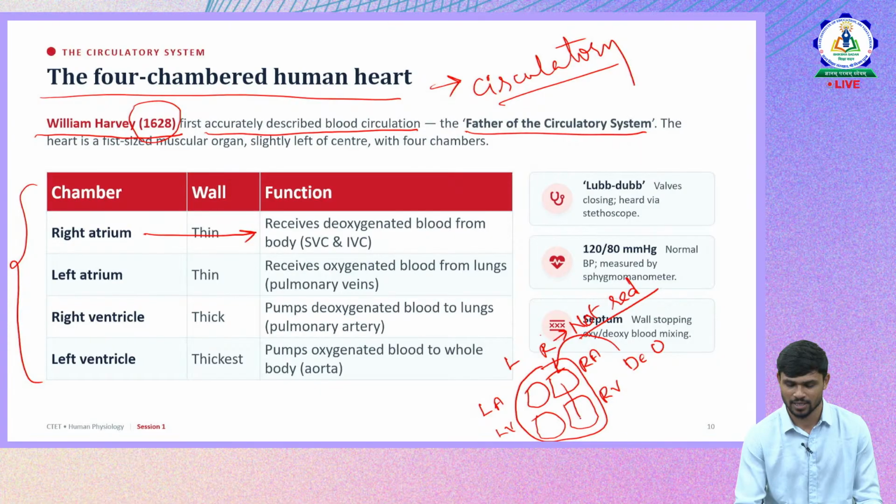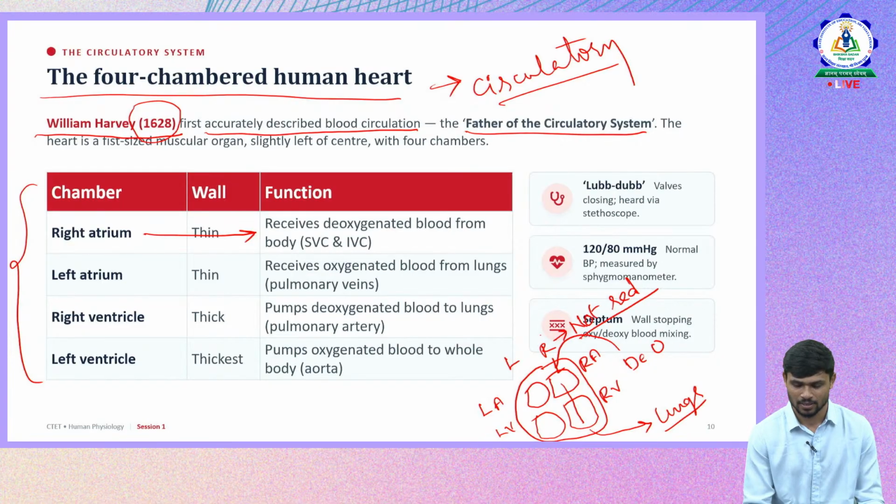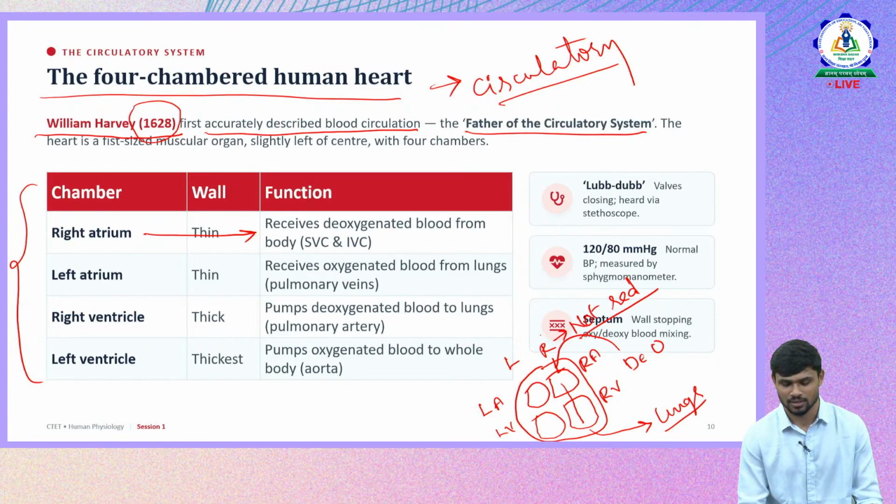It will send it from the right atrium to the right ventricle. From the right ventricle, where will the deoxygenated blood go? It should go to the lungs because it should be oxygenated. Whereas again from the lungs, it is the left atrium that receives oxygenated blood.